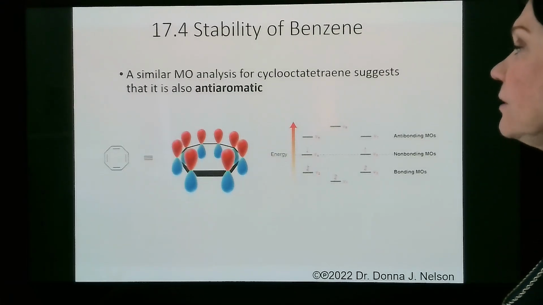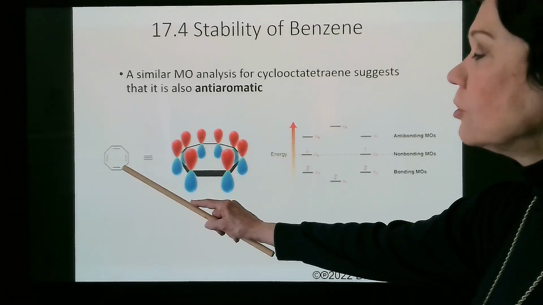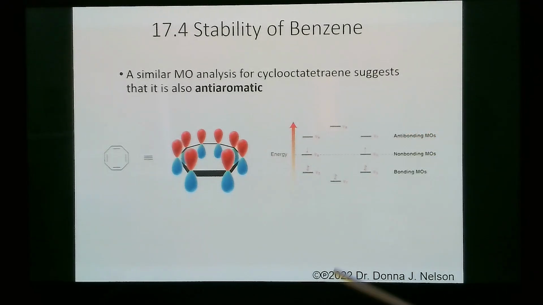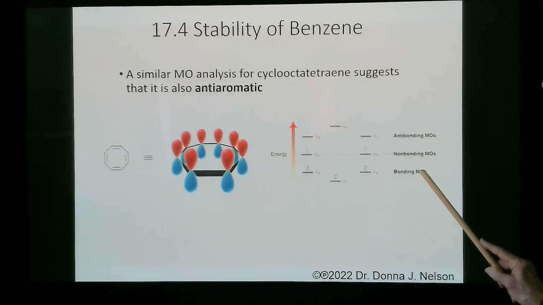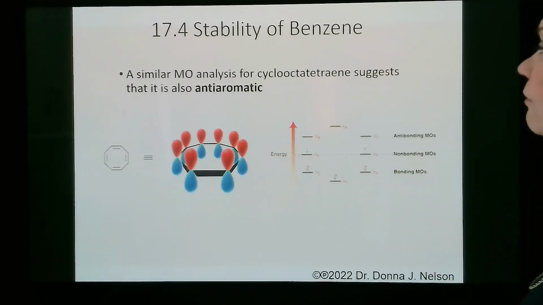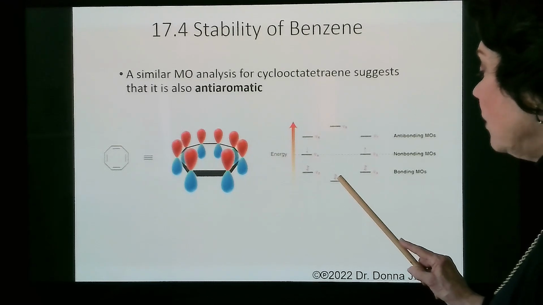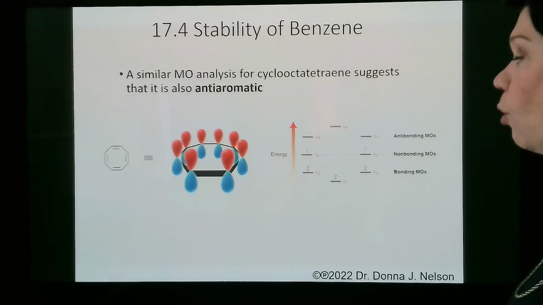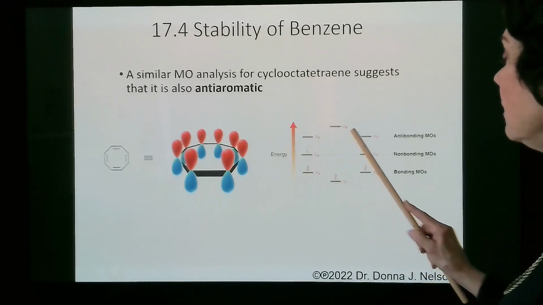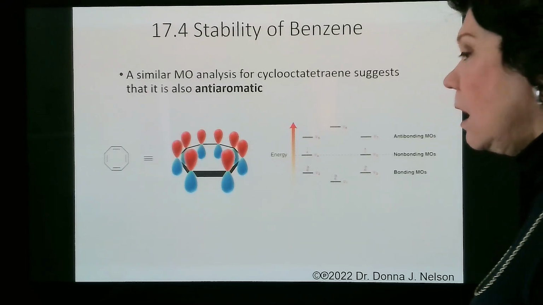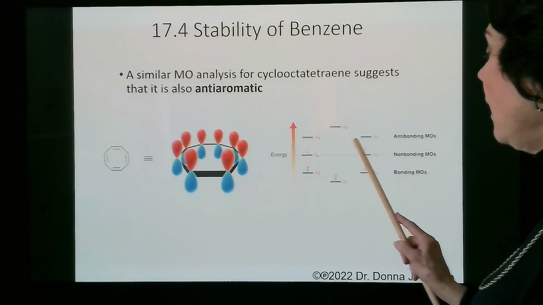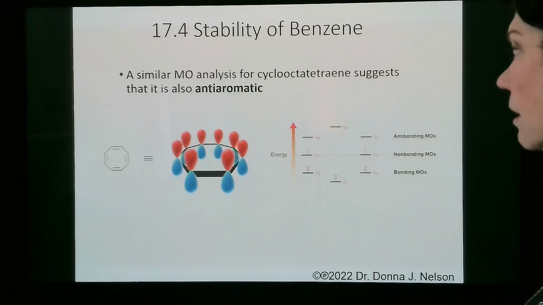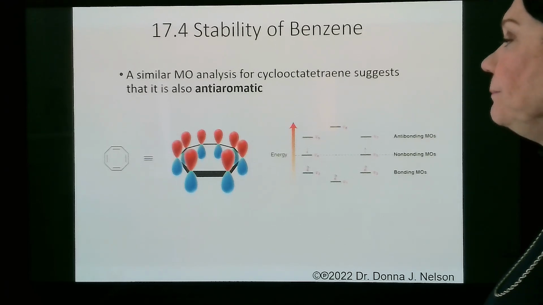A similar analysis can be made for cyclooctatetraene. Here you can see the 8 electrons, and when you put them into the molecular orbitals for cyclooctatetraene, you can see you have 2, 4, 6 go into bonding orbitals, and 1, 2 are unpaired and occupying 2 non-bonding molecular orbitals. So this compound is not expected to be stable.